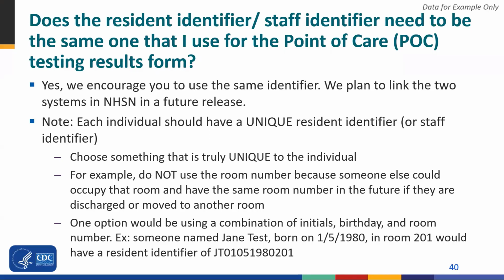So for example, if I had an individual named Jane Test, born January 5th, 1980, currently in room 201, and that was the unique identifier my facility had chosen to use, her identifier might look like this, with the 2 letters for her name, the month, day, year for her birth date, and then room 201 appended to the end of that.